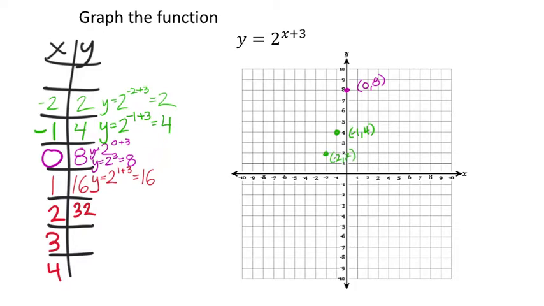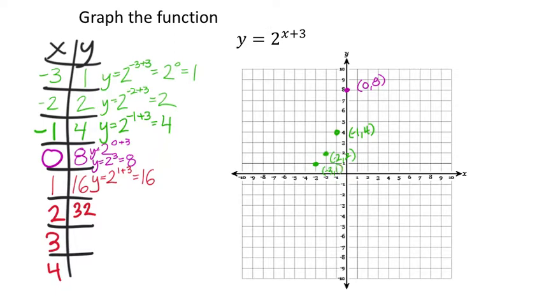But I can keep going here. Let's see what happens when I make x a -3. Well, that would be y equals 2 to the power of -3 plus 3. Now, for those of you that are familiar, this is -3 plus 3 in my exponent, which would give me 2 to the power of 0, and anything to the power of 0 is 1. So I get this ordered pair at -3, 1. So x is -3, y is 1. This point right here, -3, 1.